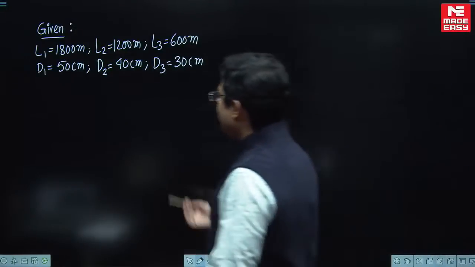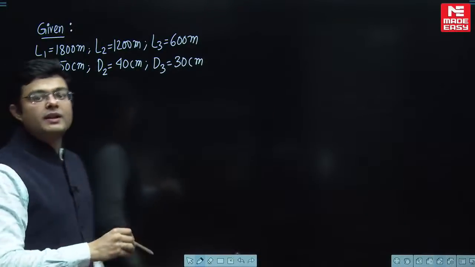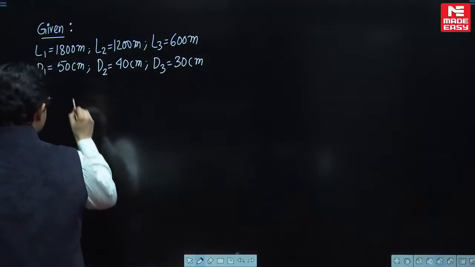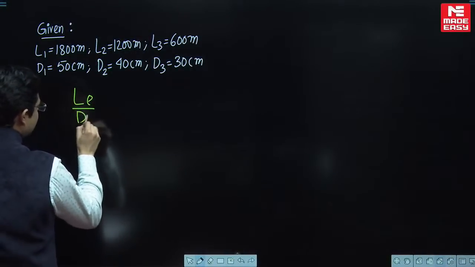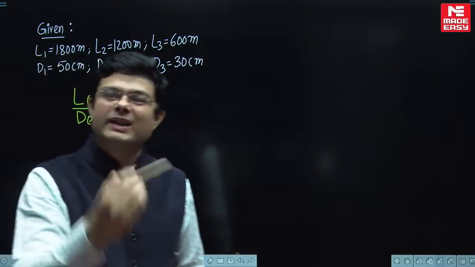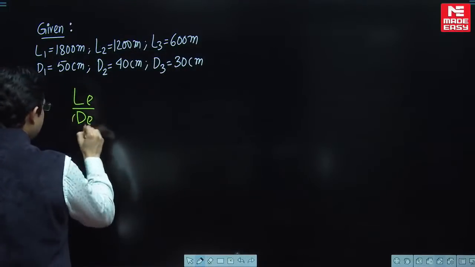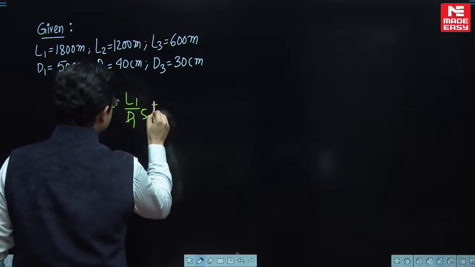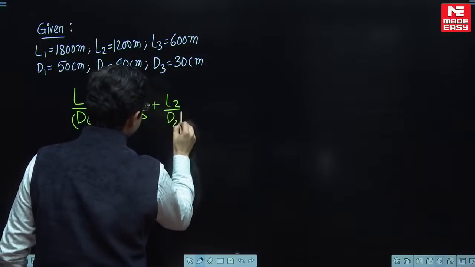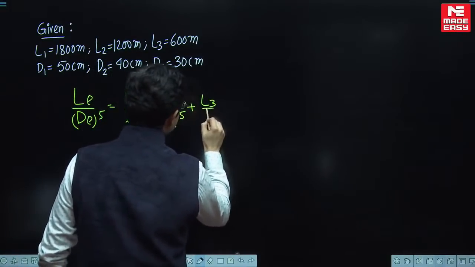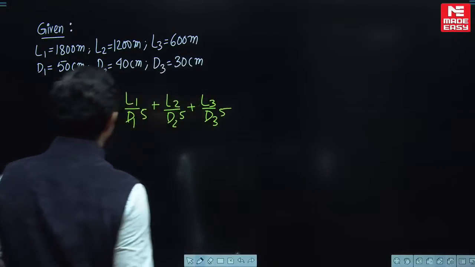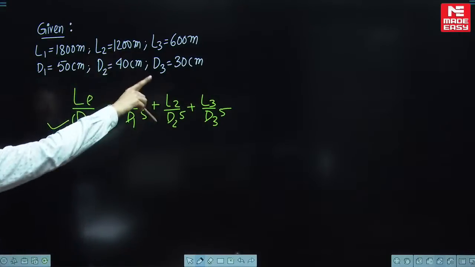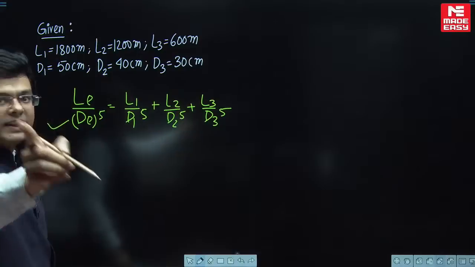How to do it? Everybody knows Dupuit's formula for series connection, beautifully derived in the classroom. What is Dupuit's formula? For the GATE examination, you have to remember directly: LE by DE to the power 5 is equal to L1 by D1 to the power 5 plus L2 by D2 to the power 5 plus L3 by D3 to the power 5. My dear students, DE is given to you, L1 D1, L2 D2, L3 D3, everything is given to you.